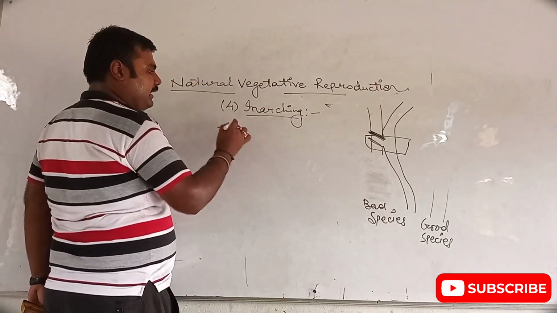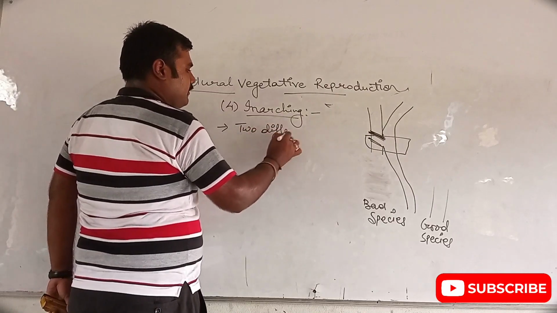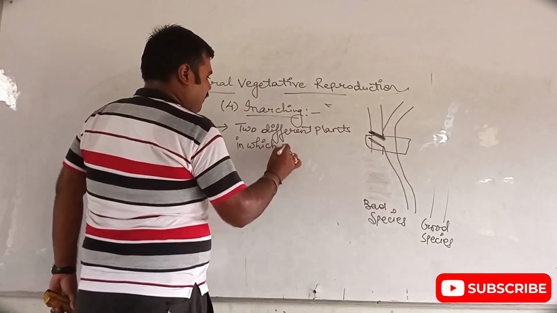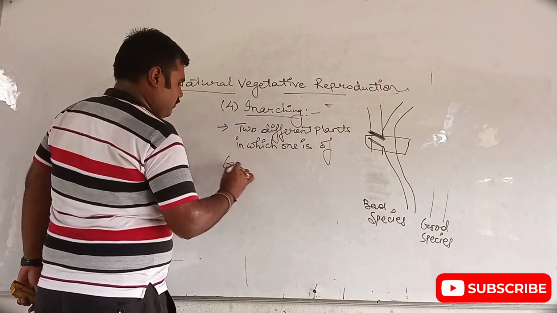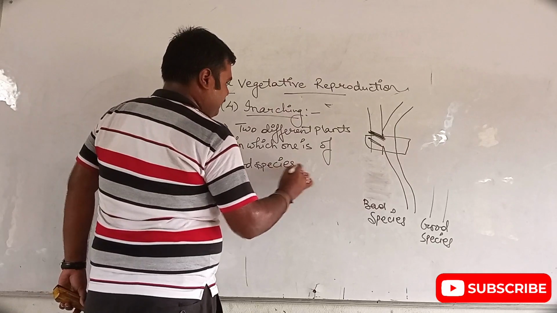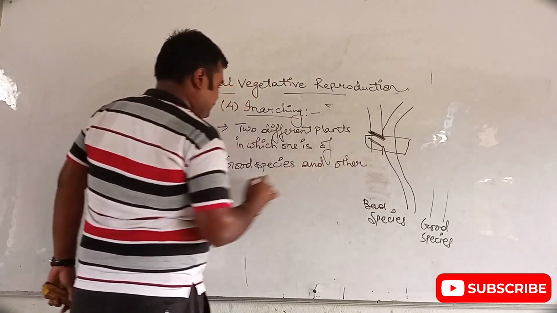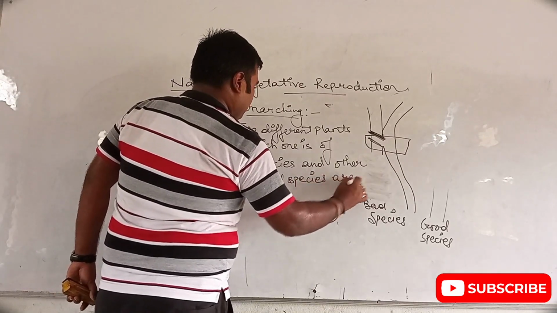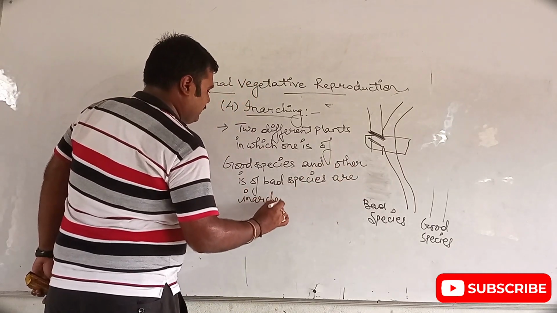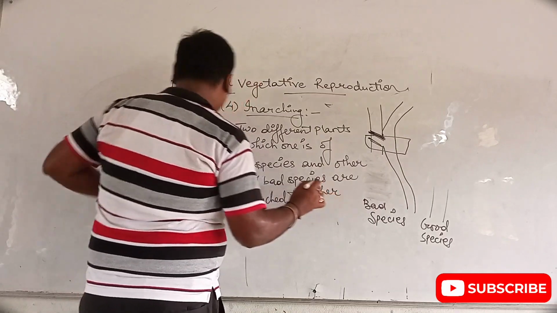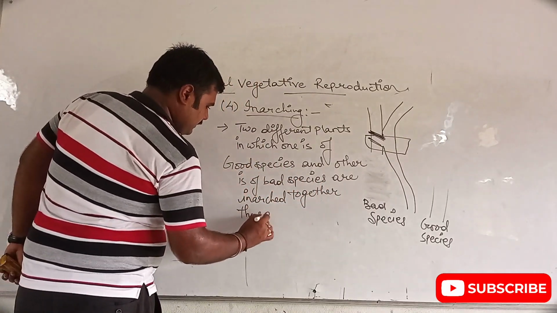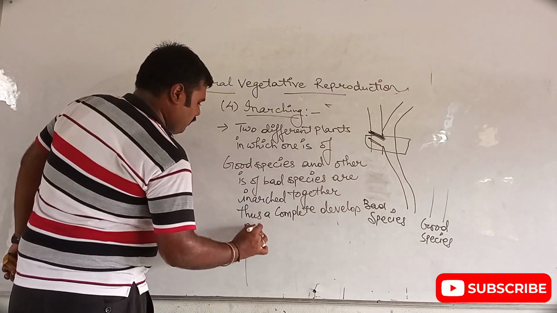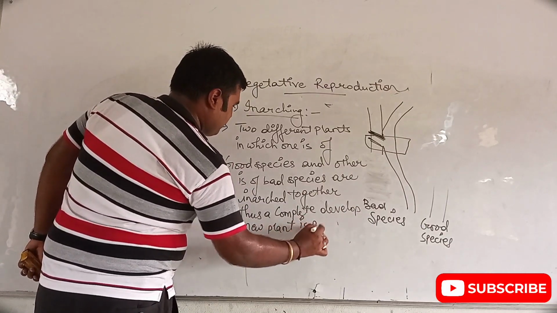So what is done in inarching? Two different plants, in which one is of good species and the other is of bad species, are inarched together, and thus a completely developed new plant is present.